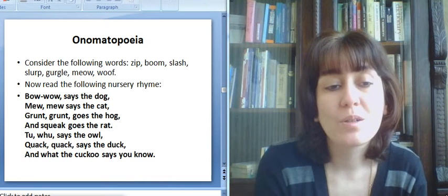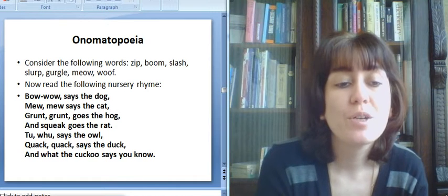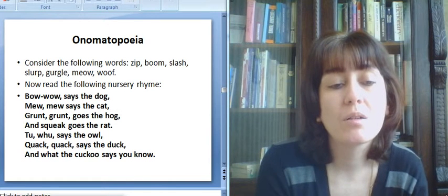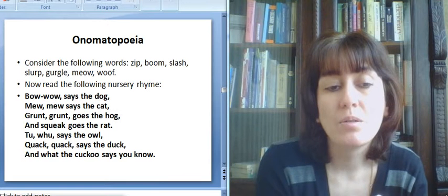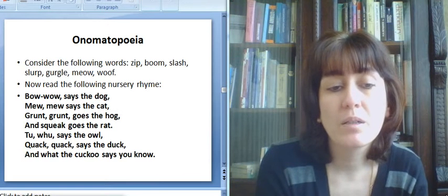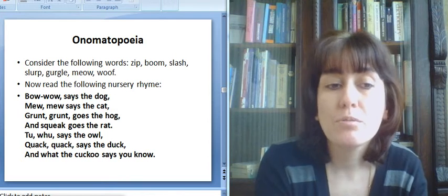Bow wow, said the dog. Mew mew, said the cat. Grunt grunt, go the hog. And squeak, go the rat. To-woo, said the owl. Quack quack, said the duck. And what the cuckoo says, you know.